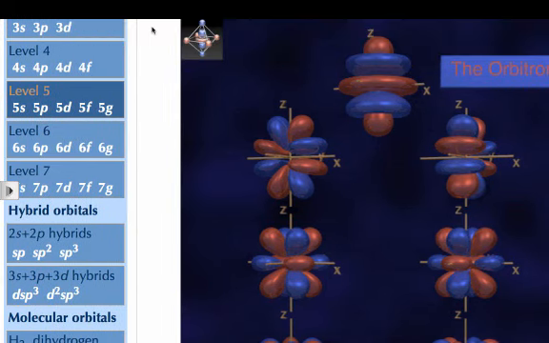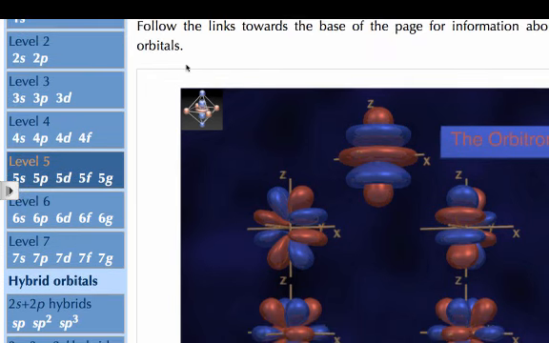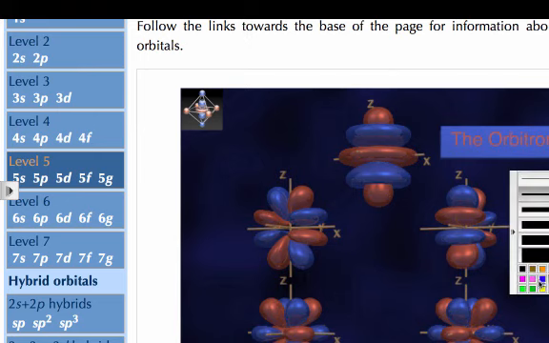Now, notice in this picture, we don't have 1p. It's too close to the nucleus, too much repulsion. We don't have 2d, too close to the nucleus, too much repulsion. We don't have a 4g, too much repulsion. All right, so I want you to kind of hopefully grasp that idea. I hope these pictures were a big help to you.